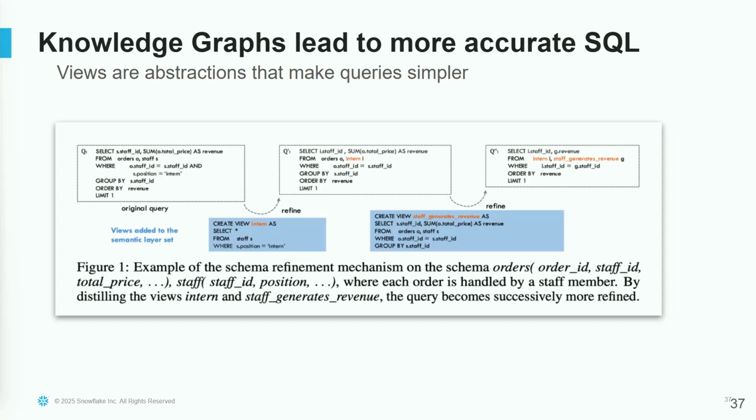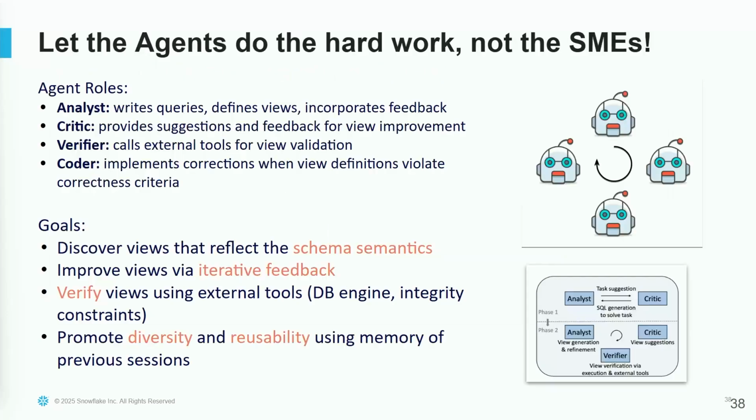And here's an example. I'm not going to get into the details, but you start with a query which is large, and as you're building the views, you're making the query more compact. And this is actually what we are targeting. We don't want to use SMEs to create all these views. Typically, the views are created by subject matter experts, but in the age of agentic AI, we want to put the agents to do the hard work for us.